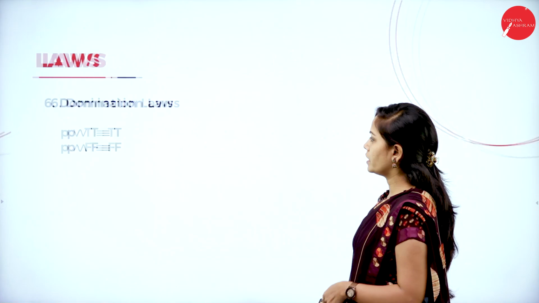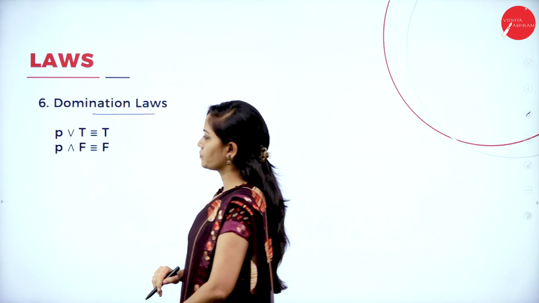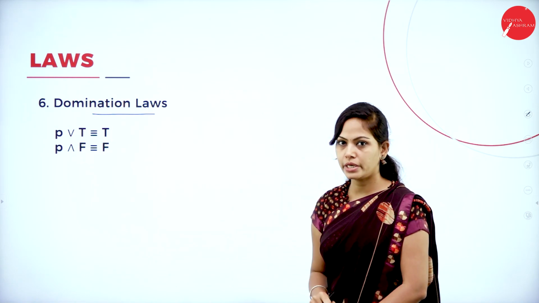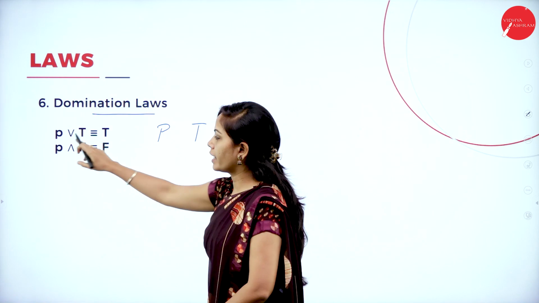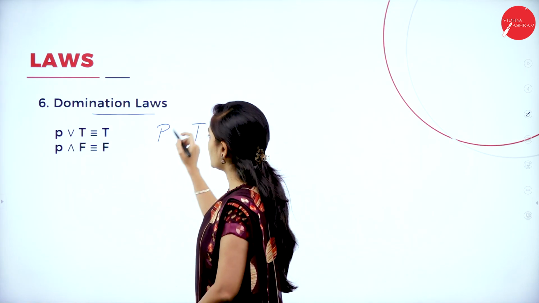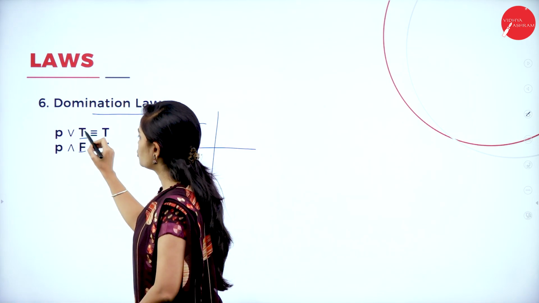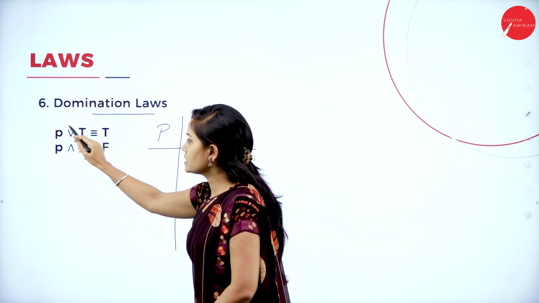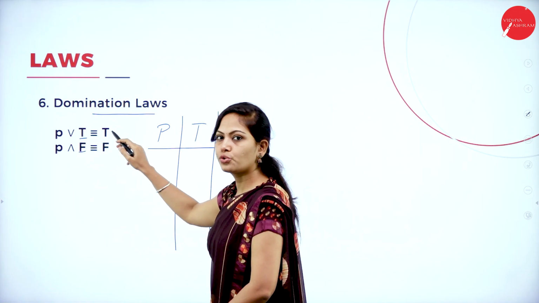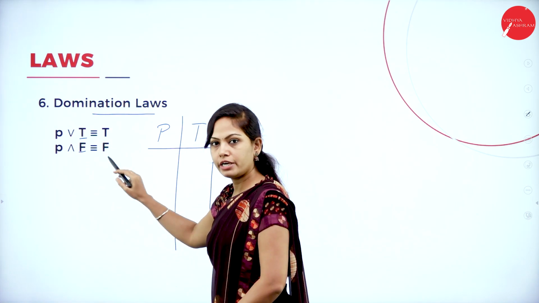And the next law we have is the domination law. So what is this domination law? I hope you know about domination, right? Here I am using two statements, P and T. What is this T and F? True and false. If your P is ORed with true, you will get the true condition. And if your P is ANDed with false, you will get the false condition.